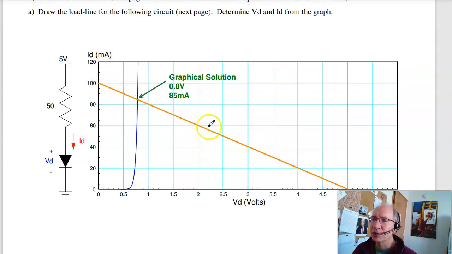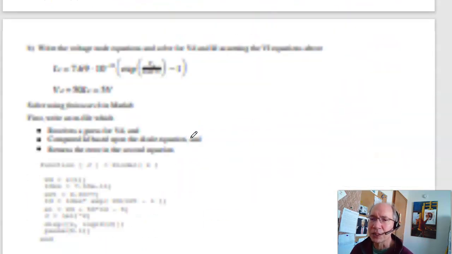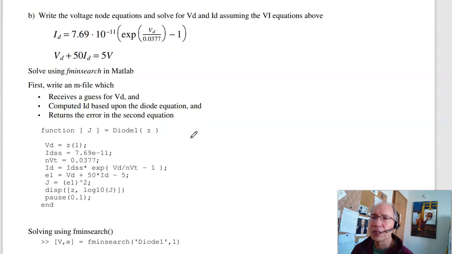2 points determines a line. This is called the load line. We do a lot of load lines in this class, if I can spell line correctly. Where the two intersect is your solution. That's one way to solve two equations, two unknowns. Second way to solve is to solve numerically.